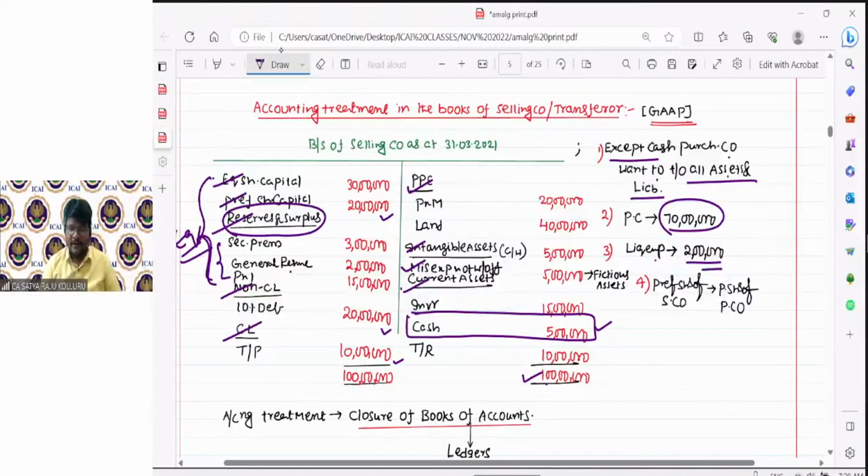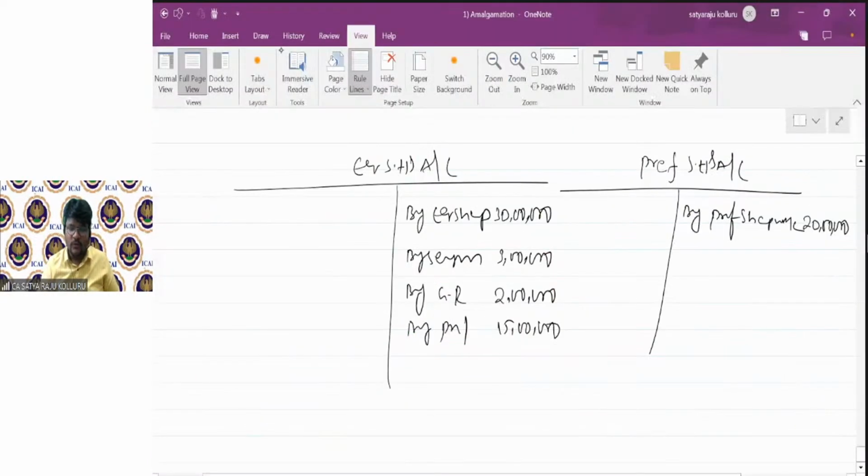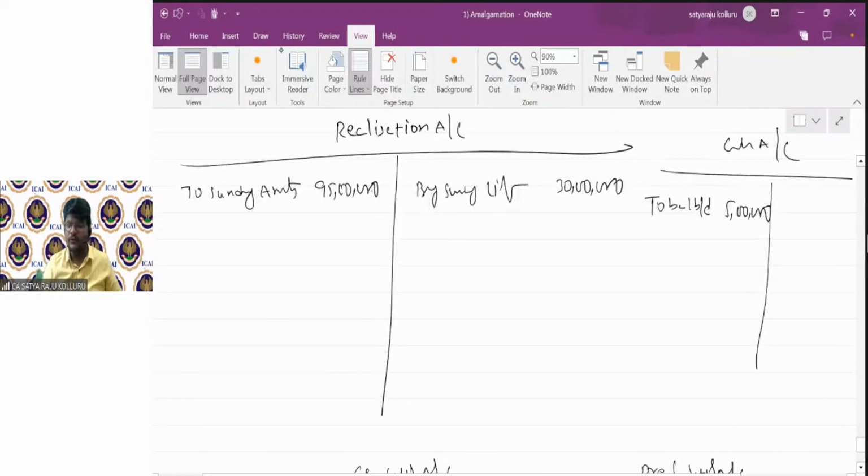Now, if you check, all the individual components of the balance sheet were transferred to their respective accounts. So in the closure of books of accounts of the selling company, step number 1 is dismantling of the balance sheet. Dismantling of the balance sheet means assets and liabilities which are taken over by the purchasing company should be closed and transferred to realization account at book values.